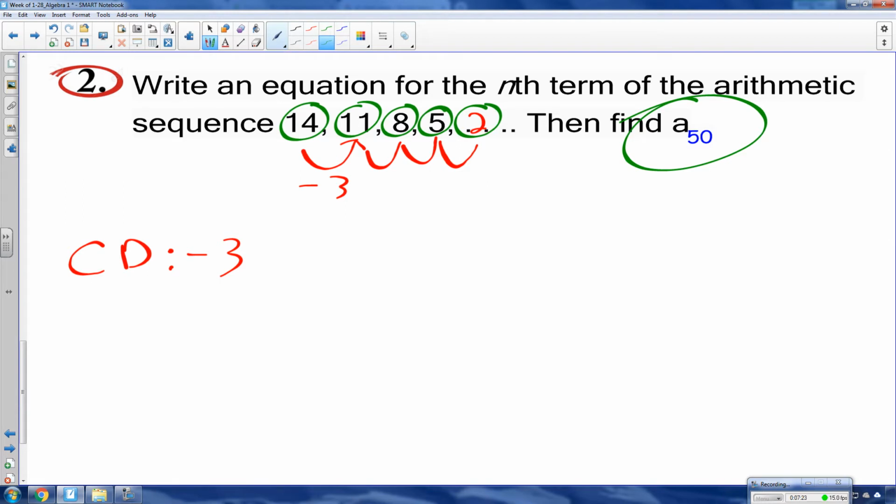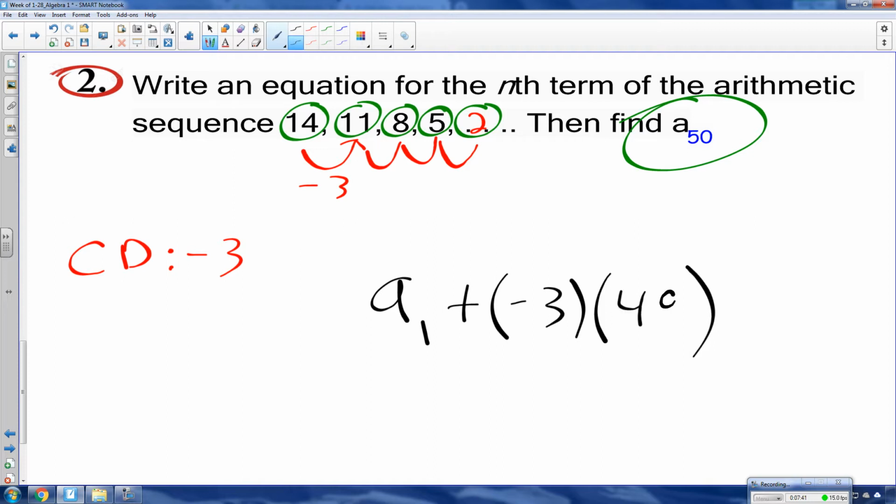49. Agree? 49 spaces. So I need to take A1, my beginner, my first term, and I got to add -3. How many times do I got to add it? 49 times. What was my first term, though? 14. So I got to add 14. I've got to add -3 49 times. So I'm just going to multiply because multiplication is repeated addition, right? Yes. So I'm going to take this and just do it out. That's going to tell me that term.